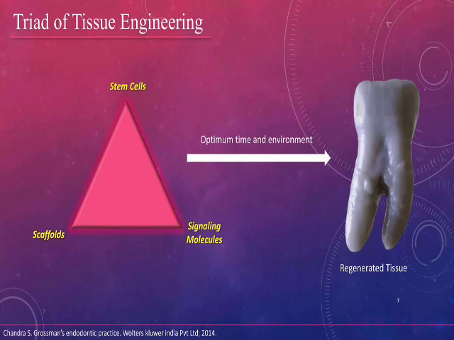The triad of tissue engineering includes stem cells, which are the source of new tissue, and then the scaffolds. The scaffold is the structure to support the cell growth. And the third one is the signaling molecules, which are the factors that direct cell differentiation and growth, all influenced by environmental factors. For regeneration to occur, the components must interact within an optimal environment and time frame.